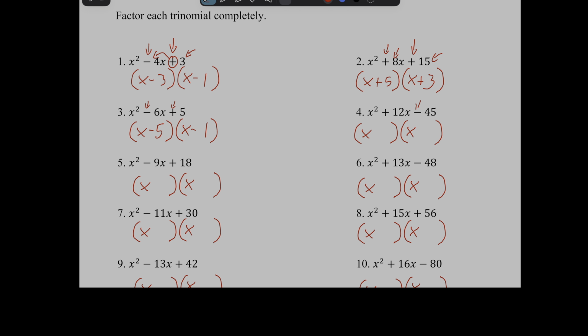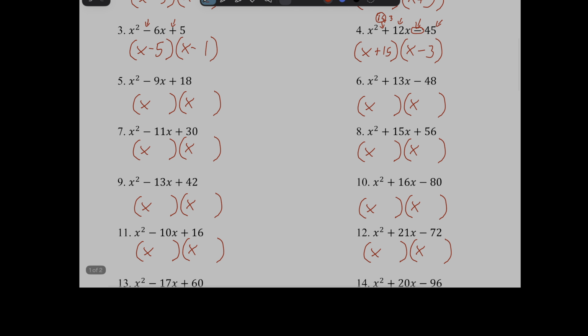Okay, here we go. Third term negative. Now, signs are not the same. Signs are different. Now, my factors of the third will subtract to the middle. So what multiplies to 45 and subtracts to 12? That's going to be a 15 and a 3. The bigger one, which is 15, is going to get the sign of the middle. So the 15 is going to go with the plus, and the 3 is going to go with the minus.